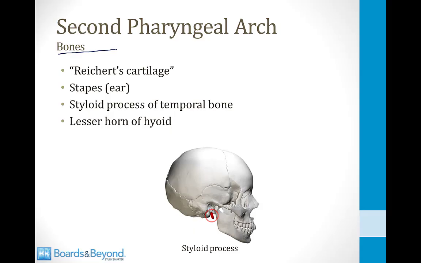from this structure. So the second pharyngeal arch contains what's known as Reichert's cartilage. This is cartilage that develops into three small bones in the head and neck. First of all, it develops into the stapes, which is the third small bone of the ear. It also develops into the styloid process of the temporal bone. That's this little red point here in this drawing that sticks off the temporal bone. And then finally, it develops into the lesser horn of the hyoid bone.